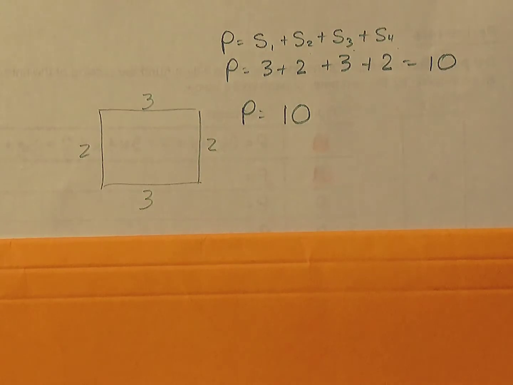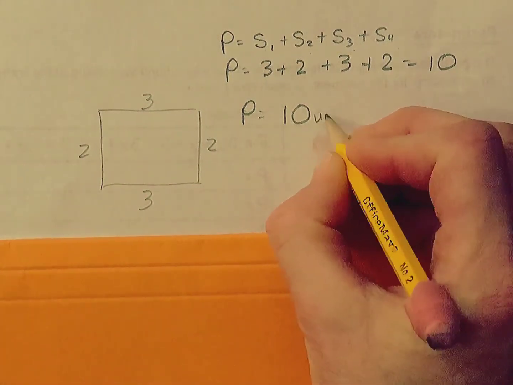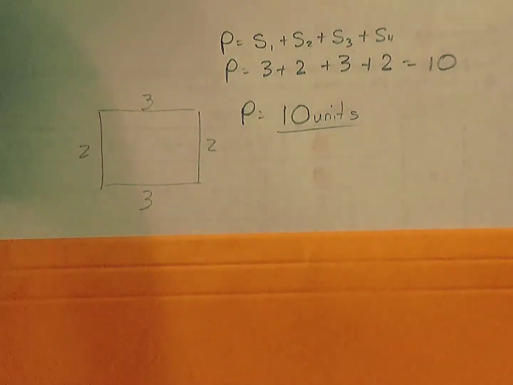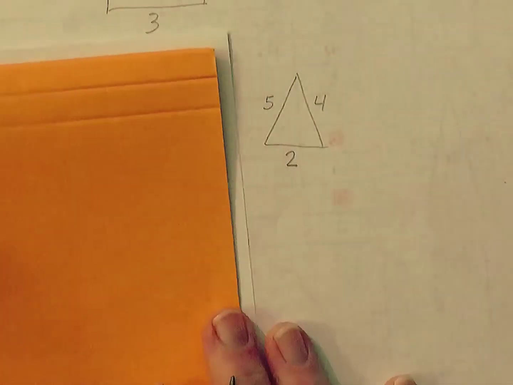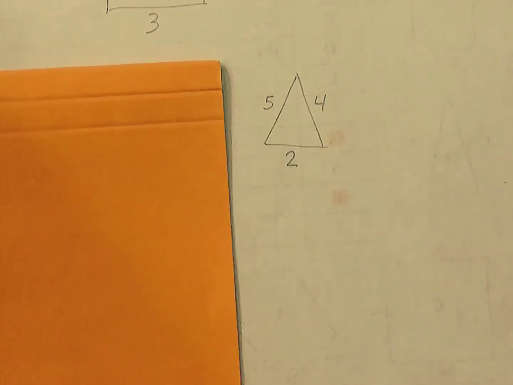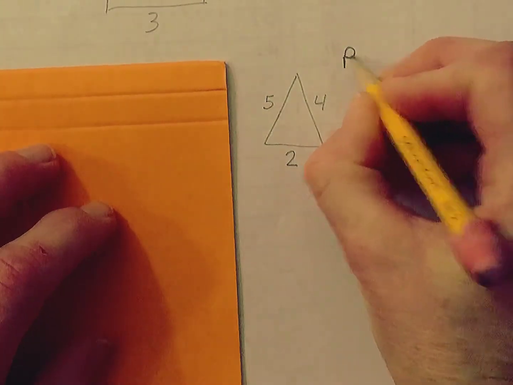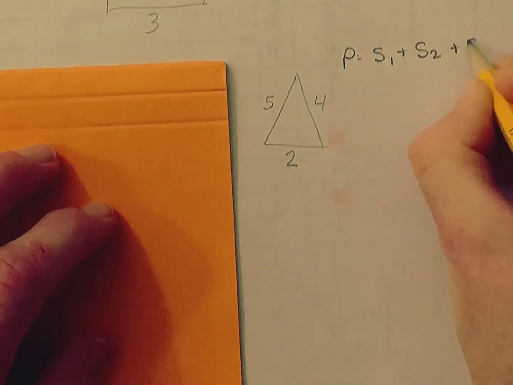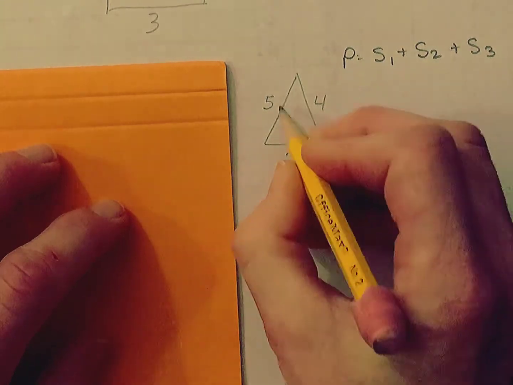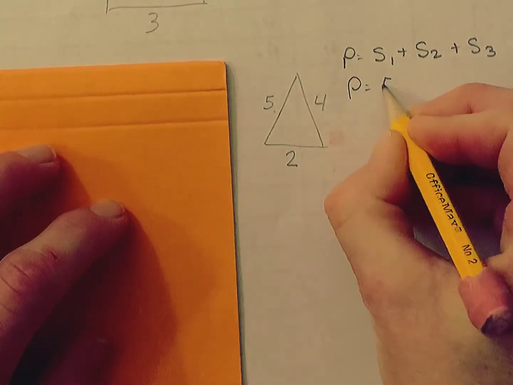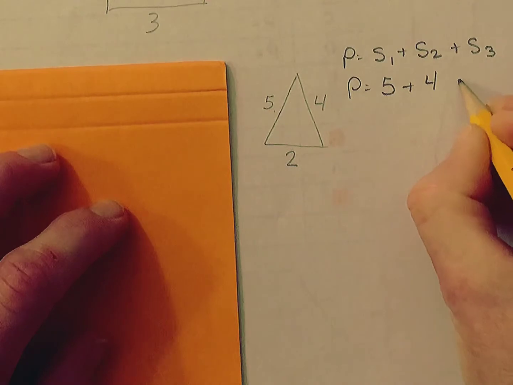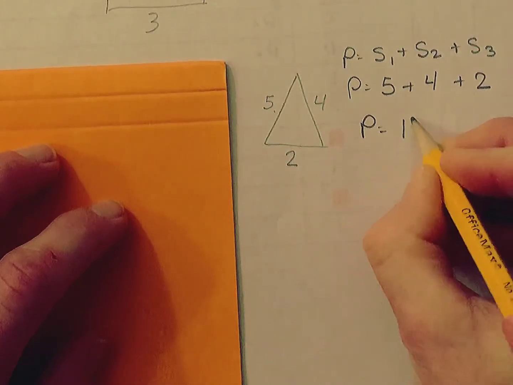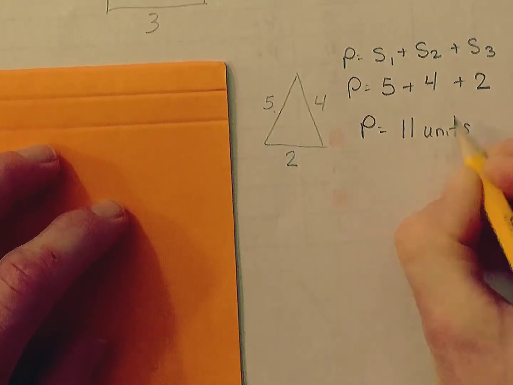We'll just call it 10 units because I didn't give it any units. I didn't say inches or centimeters or whatever, so 10 units. So now if you have, say, a triangle, it's the same, but you only have 3 sides. Perimeter would be side 1 plus side 2 plus side 3. So we'll call this side 1. So perimeter is 5 plus 4 plus 2. And that would make 11 units. So the perimeter of this triangle is 11 units.